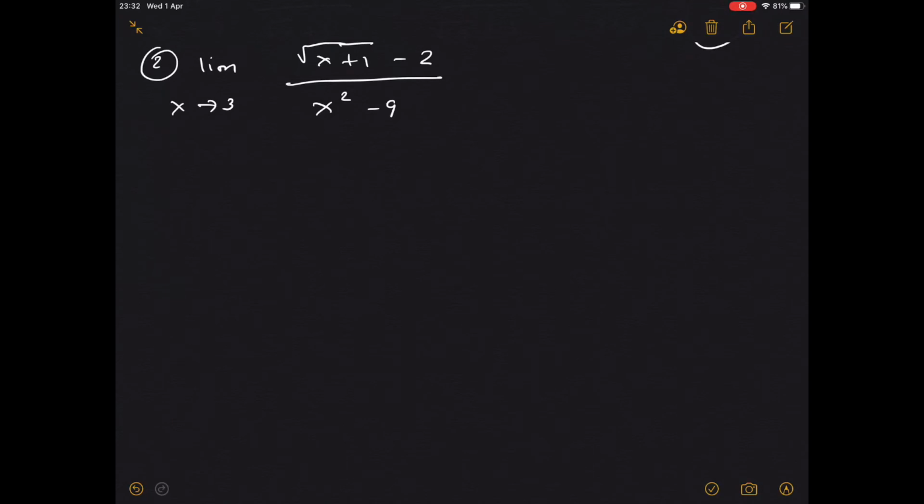So for here, we're going to simplify by multiplying by the conjugate of the numerator. So you have root x plus 1 plus 2 over root x plus 1 plus 2 as well. So the limit when x approaches 3. We do the numerator: root x plus 1 and root x plus 1 multiplied, so you will have here x plus 1.